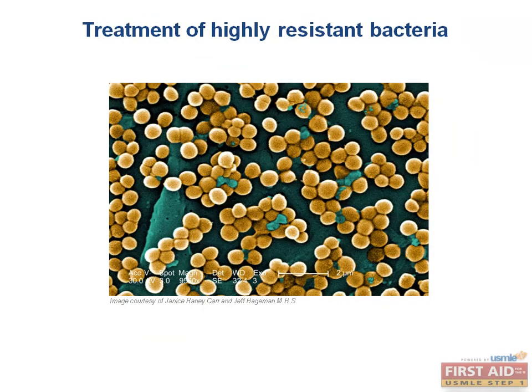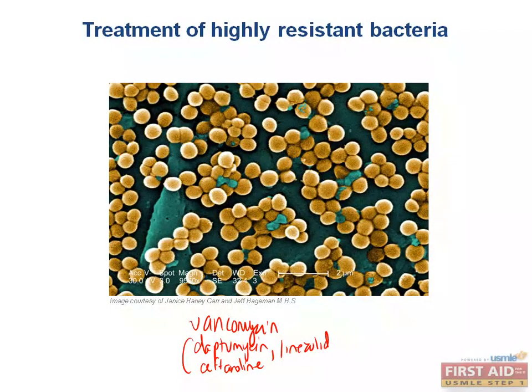Emergence of bacterial resistance to current antibiotics is very much a real problem in clinical settings. In this image, you can see MRSA or methicillin-resistant Staph aureus. Do you remember what you would use to treat MRSA? That's right, you'd use vancomycin as a first-line agent. Do you remember what other antibiotics you'd use to treat MRSA? That's right, I'm so glad you remember. Daptomycin and linezolid, as well as ceftaroline, which is a fifth-generation cephalosporin, are other agents you can use to treat MRSA.